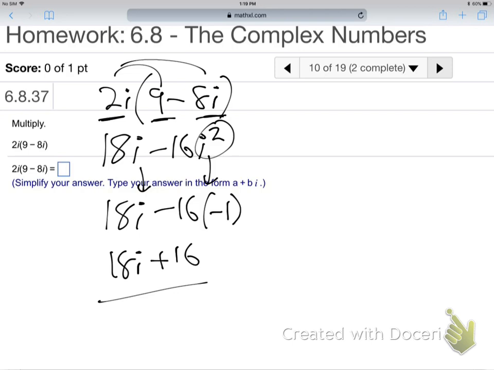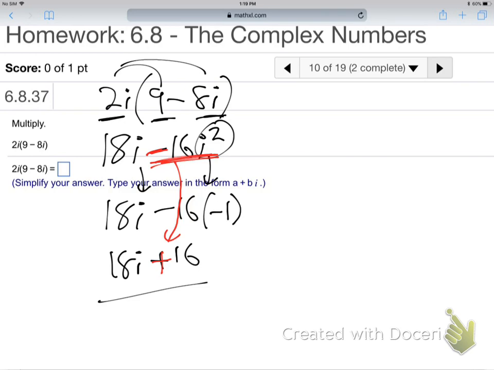Is that good? So if you want to, you can skip right from here to positive if you want to. That's what i squared is always going to do, just change the sign of whatever it's with, because it's just negative 1. It'll always do that. So it makes that negative 16 into a positive 16. We good?